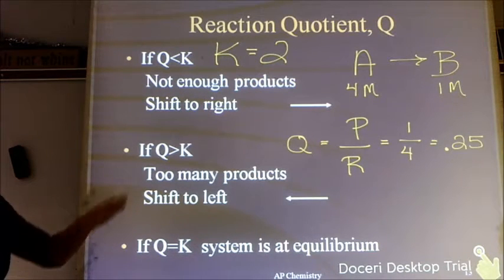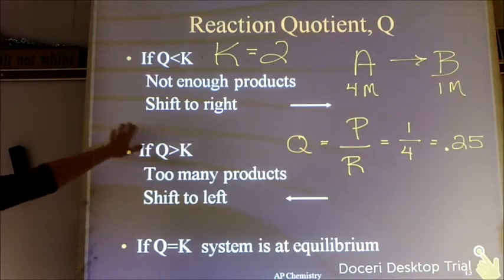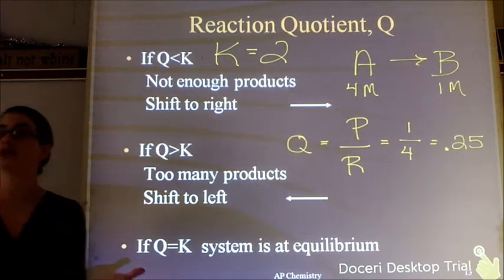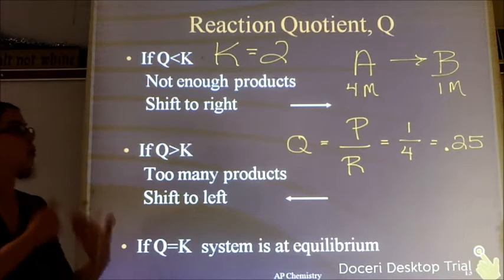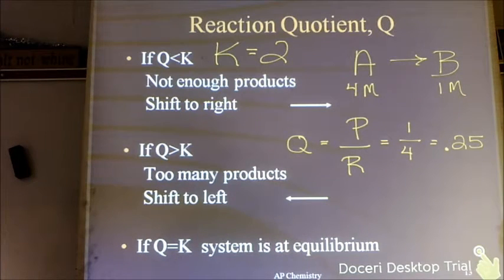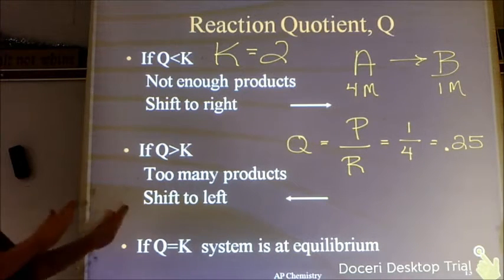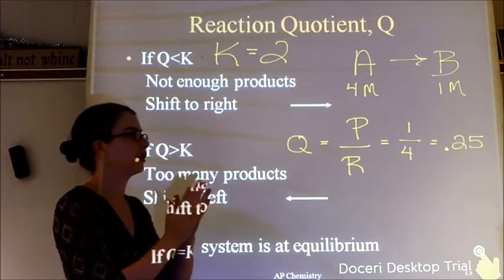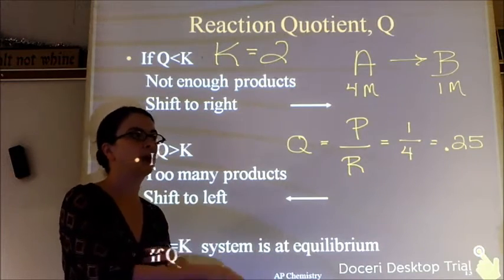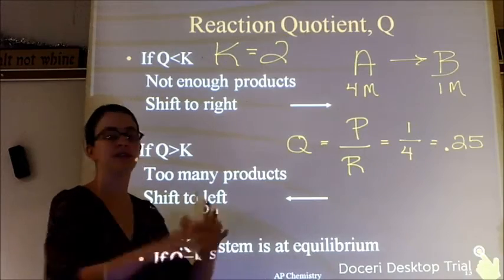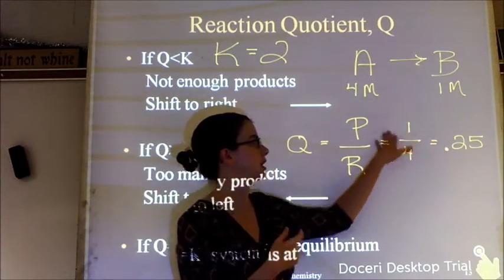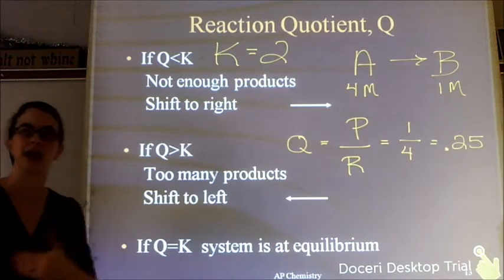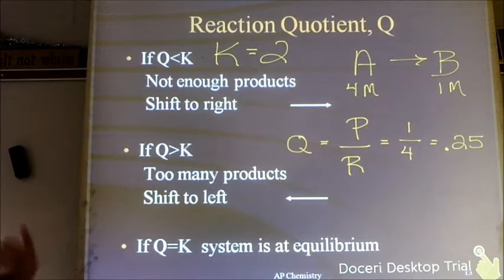So if Q is less than K, we shift to the right. You could also say shift in the forward direction in order to get to equilibrium. But again, please don't memorize it. Think of it as, do we have enough product, too much, not enough? That's what I want you to think about. In this particular circumstance, we haven't made enough product yet. So we need to make more.